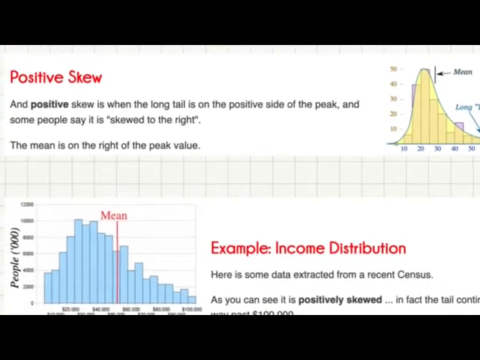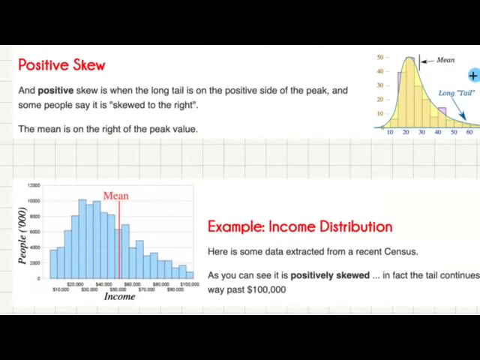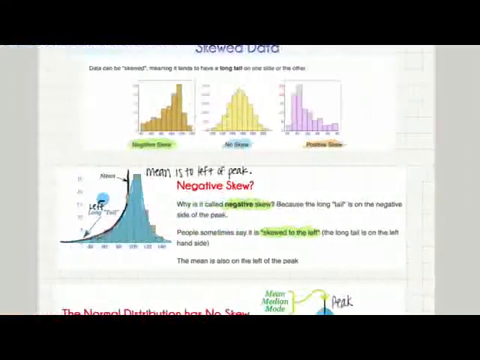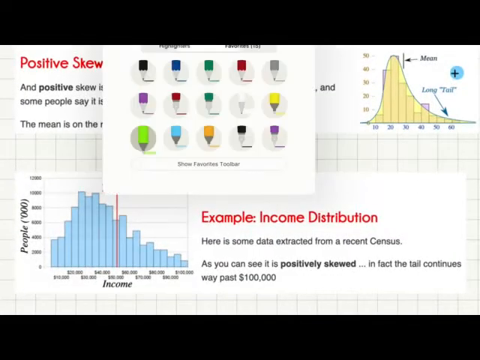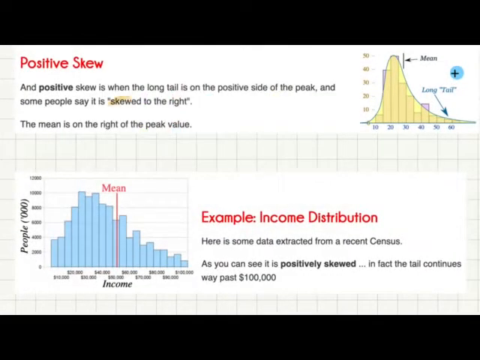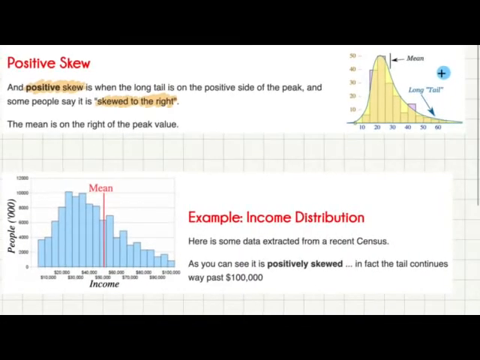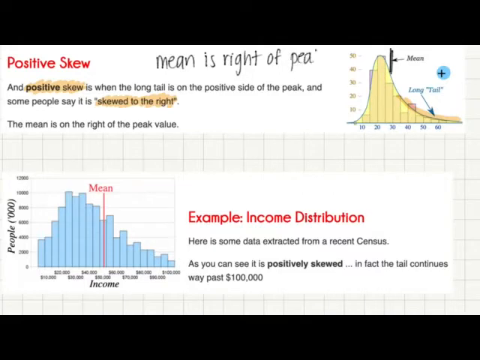Then we have skewed to the right, and skewed to the right is what is called a positive skew. So I'm going to use orange here. Skewed to the right is a positive skew. It's when this long tail is to the right hand side of the data. Your mean is to the right of the peak. So the mean is to the right of the peak.